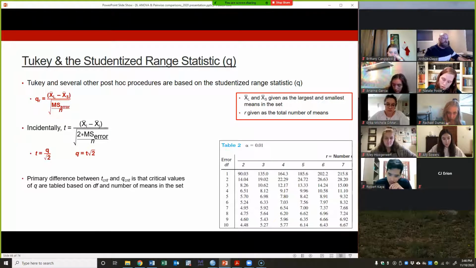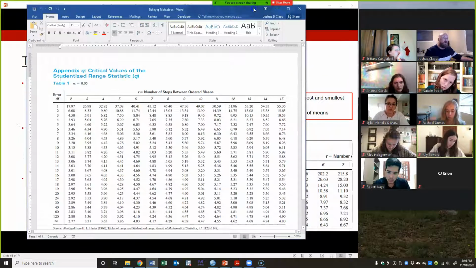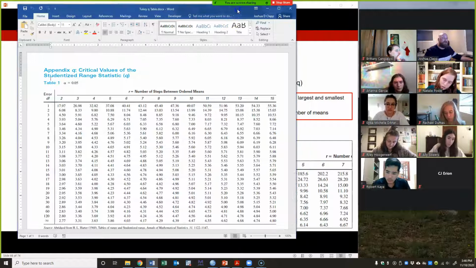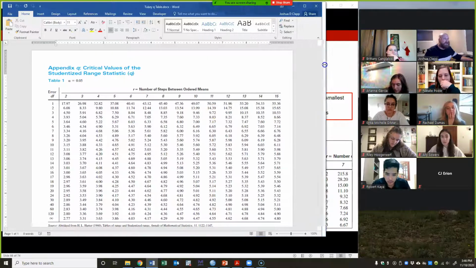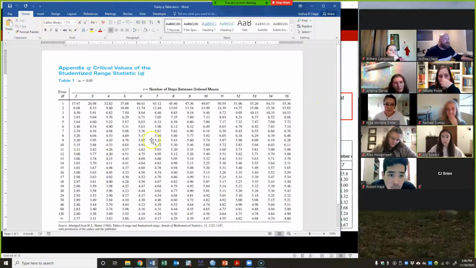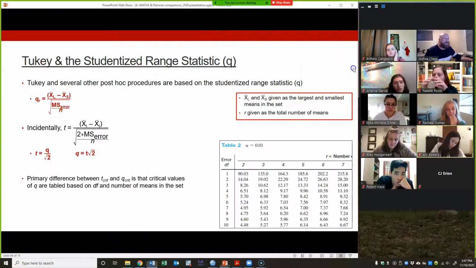Okay. And so the difference between T and Q is that we have a different Q table. And this is the one I sent you, where we have Tukey Q, the studentized range statistic. What we have in this table are our critical values for Q based on our error degrees of freedom from our ANOVA table and the number of means in our set.